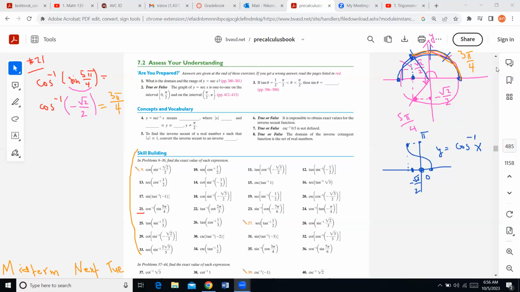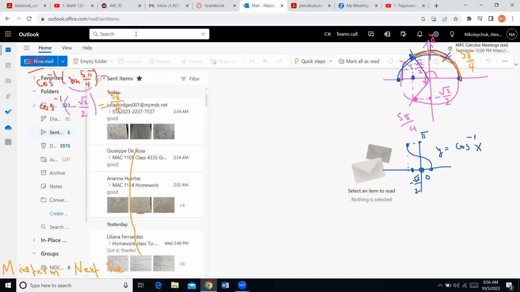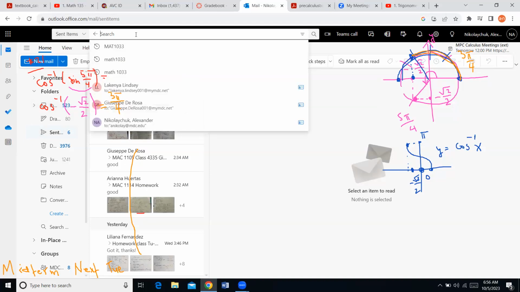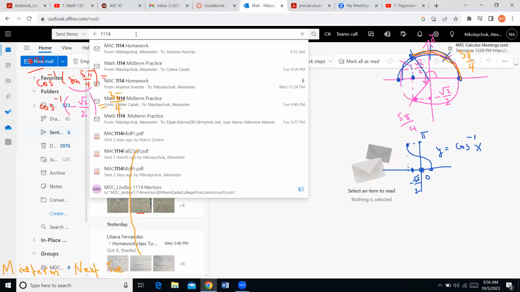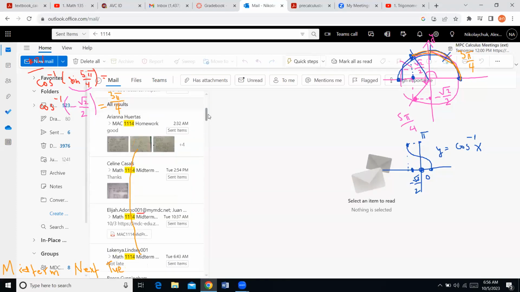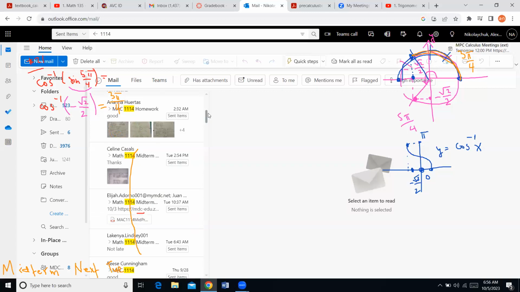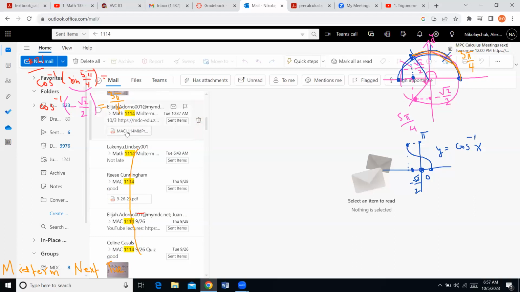So this is exercise number 2, and I also emailed to you the midterm exercise number 1. So let me try to find this. So I go to sent items, and I look for the 1114. That's how you can also find the emails that I sent to you. I just have too many emails here that are related to our class. So here's one with midterm practice.